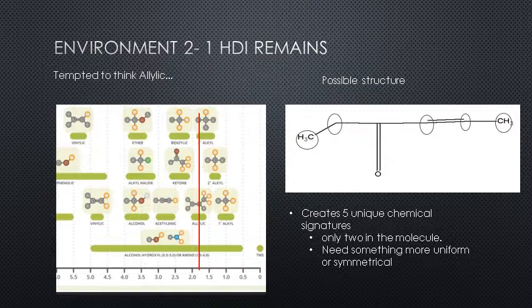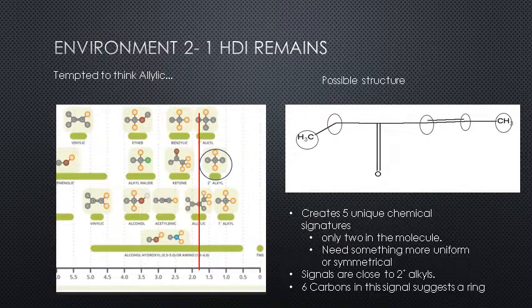And based on our integrations, we only have 2. So most likely what we need is something probably a little more uniform or symmetrical that's going to give all of our hydrogens the same environments. Now if you'll notice, even though our line does not pass directly through it, it is still pretty close to the alkyl groups. And so that, combined with the fact that we only have 6 carbons, suggests that we probably have a ring instead of a double bond.